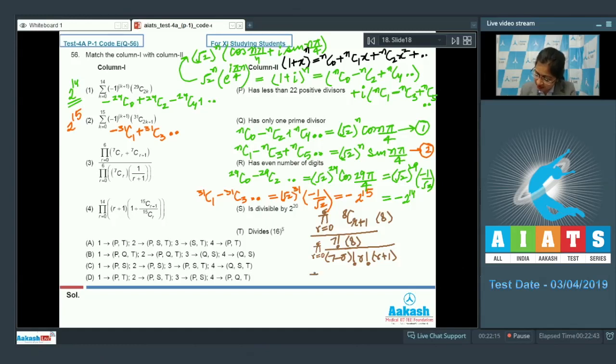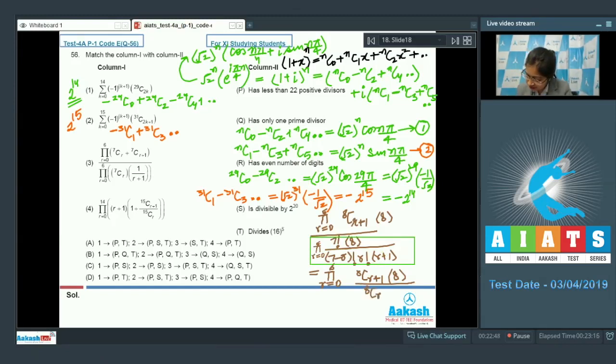So this can be written equal to multiplication from r equal to 0 to 6 of 8C(r plus 1) into 8 upon, now this value can be written as 8C(r plus 1), right?